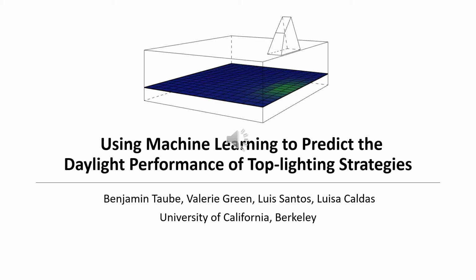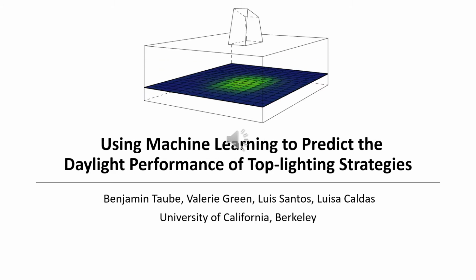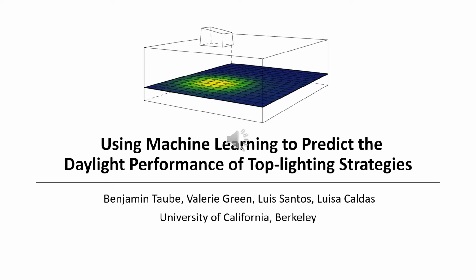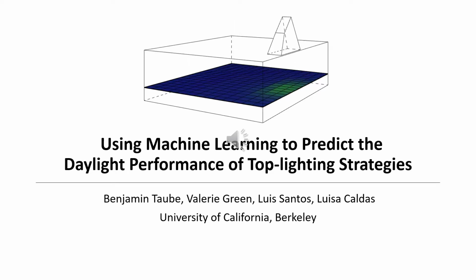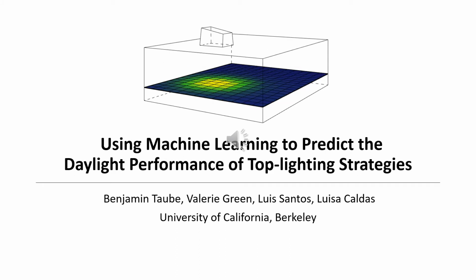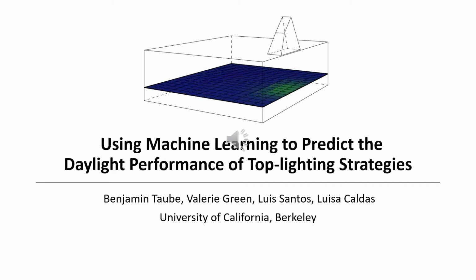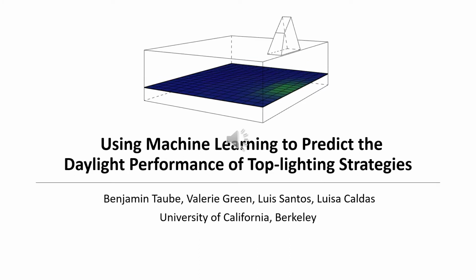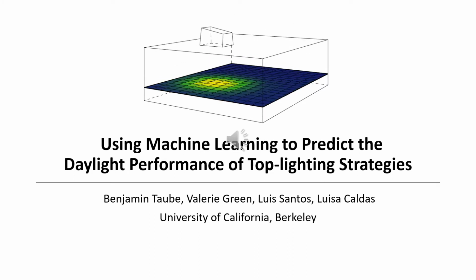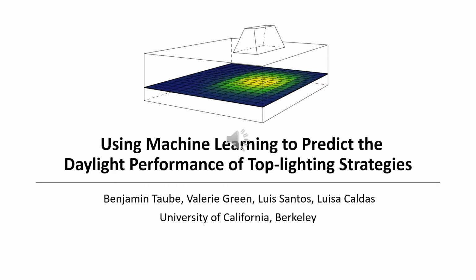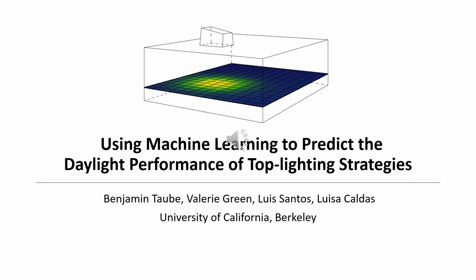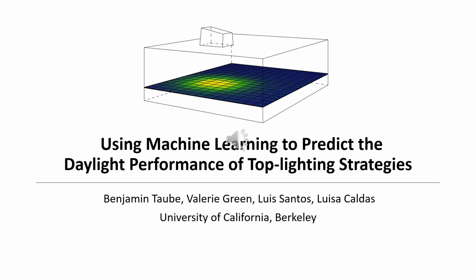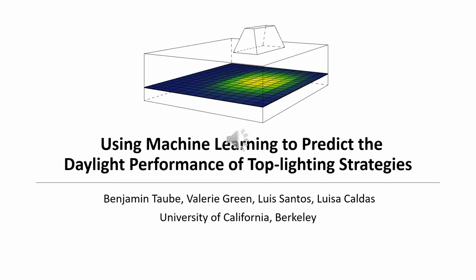We are a research team with University of California, Berkeley, and we'll be discussing our research on evaluating the use of machine learning strategies to predict daylight performance. I'm Valerie Green, and will be giving this presentation along with Ben Taube. We worked on this project with Luis Santos, who is now an assistant professor at Kent State University, and we're under the direction of Louisa Caldas, who is a professor of architecture at UC Berkeley.